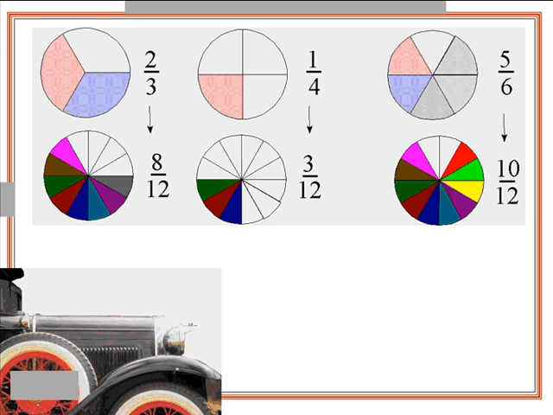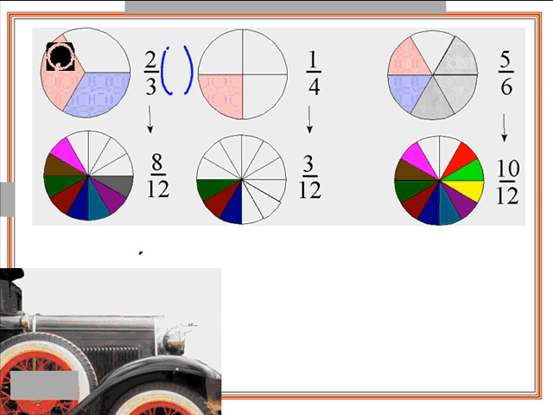You couldn't go, I've got 1, 2, 3, 4, 5, 6, 7, 8 pieces of pizza, and then tell your 8 children they can each have a piece, because the ones that get the smaller pieces are going to complain about that. So what we're really going to do is we need to make them all the same size in order to add. The way we're going to do that is we're going to multiply by 1.